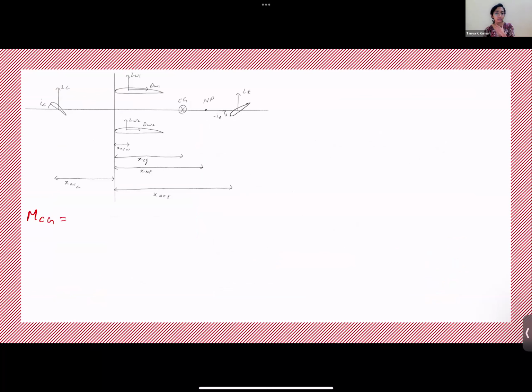Let's start with the wing because that's what we are most comfortable with. So what will be the moment at CG due to, let's call this wing 1, let's call this wing 2. What will be the moment at CG due to wing 1? If it's difficult to type down, you can also unmute and tell me. Either one is fine. So what will be the moment at CG due to wing 1?